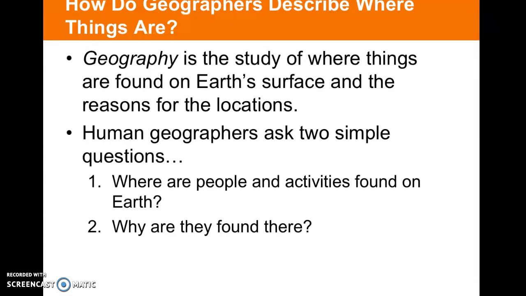So how do geographers describe where things are? Geography is the study of where things are on the Earth's surface and the reason for these locations. So in human geography, we ask two questions. Where are people and activities found on Earth, and why are they found there? So we're really looking at human environment interactions. This is different than physical geography that really looks at geology and landforms.